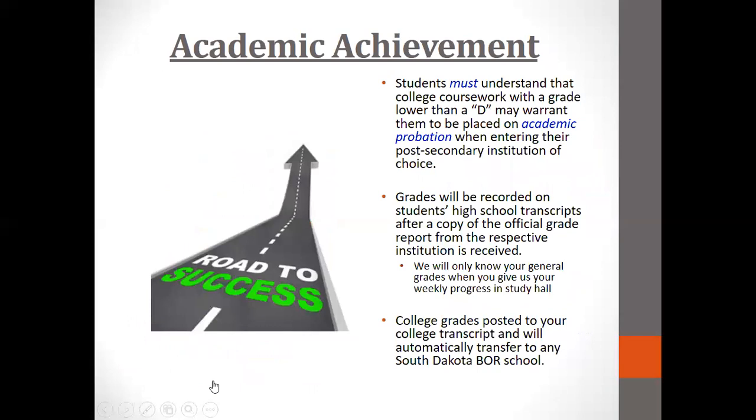Academic achievement. Students must understand that college coursework with a grade lower than a D may warrant them to be placed on academic probation when entering their college or post-secondary institution of choice. So if you're not ready for dual credits, it's okay. Wait until college.